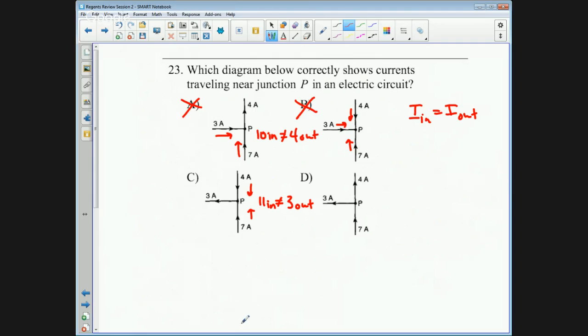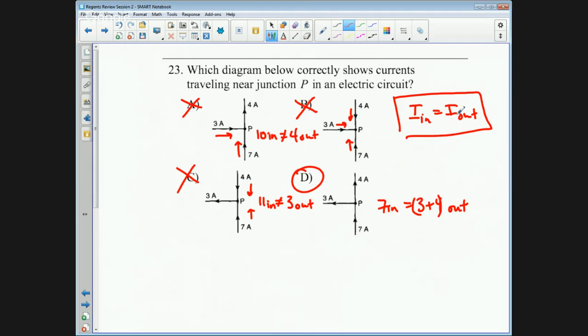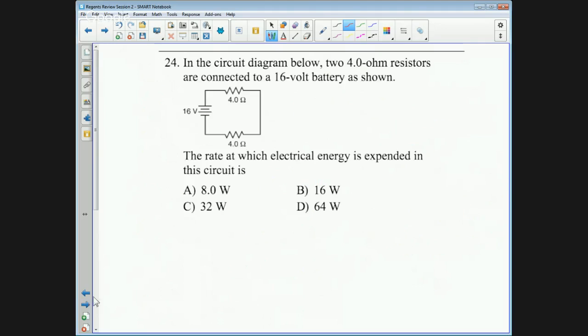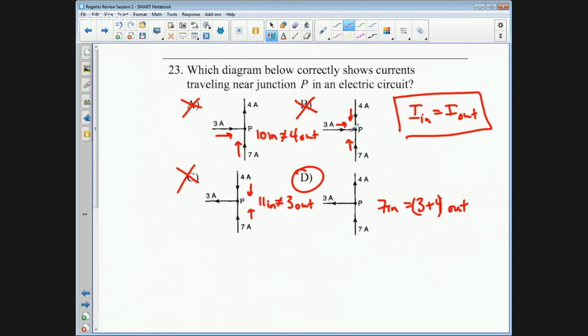Okay. For this one, we have 7 going in and 3 plus 4 going out. So this is correct. The answer is D. All right. So for a question like number 23, the rule you guys need to remember is the current going in equals the current going out. In and out, I mean by into the junction at point P or out of the junction at point P.